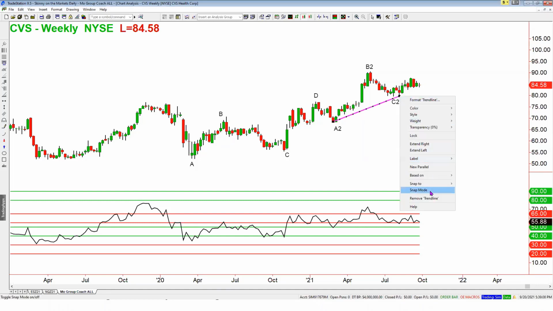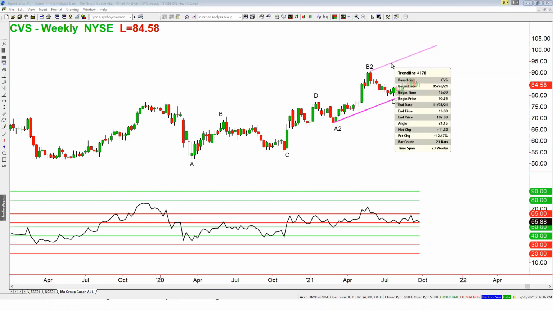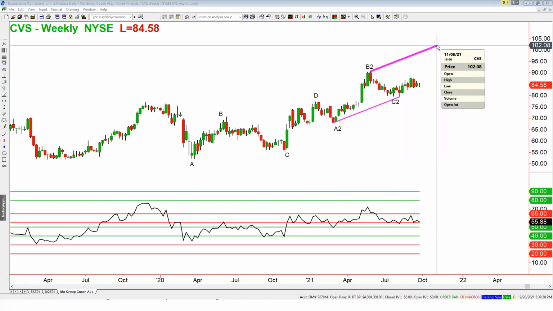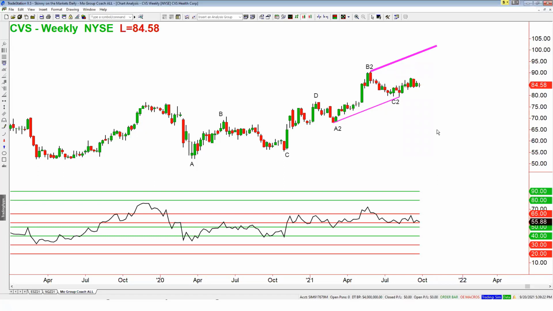A2, C2, oops. And here we have a multi-bottom low, right? So we want to get the furthest one out, B2. So Stanley, there's your forecast. Now, is it going to go up in a straight line? Probably not. What does it have to deal with along the way? First thing it has to deal with is this price spike.